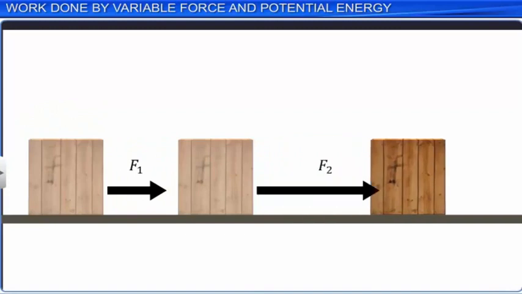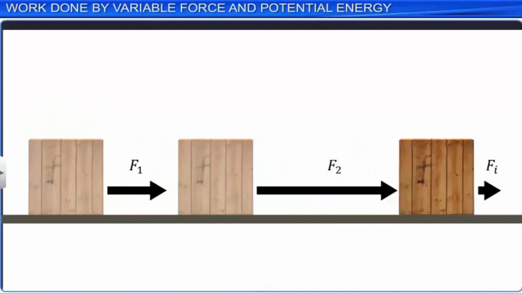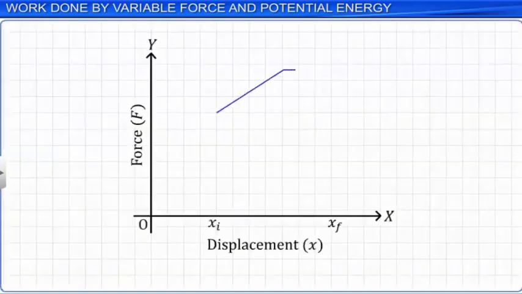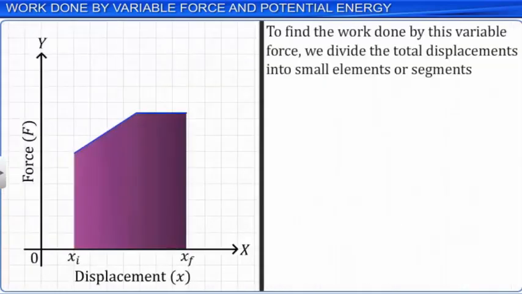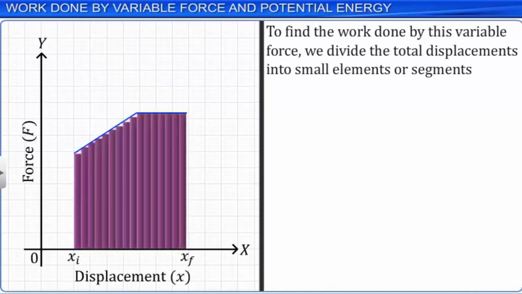Let us suppose that a body moves along the direction of a variable force acting on it. We then plot a graph of force F versus displacement x, which helps calculate the varying force with the displacement. The work done by the variable force can be found by calculating the area under the graph. To find the work done by this variable force, we divide the total displacements into n number of small elements or segments: delta x1, delta x2, delta x3, and so on till delta xn.